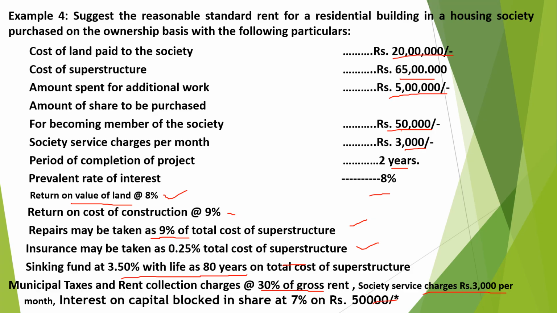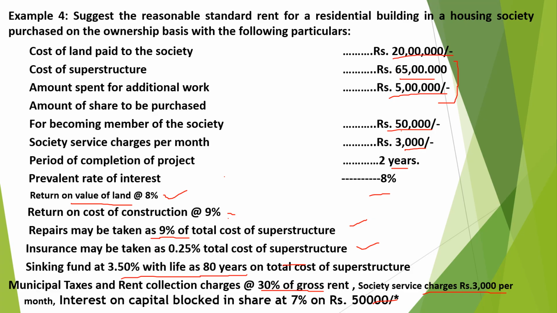So see here, you require a return of 9% on cost of construction. So cost of construction is 65 lakh plus 5 lakh additional to be spent. So total cost of construction will be 70 lakh, on which you require a return of 9%, and on cost of land which is 20 lakh, you require a return of 8%. So other things you have to consider: repairs, insurance, sinking fund, municipal taxes, society service charges.